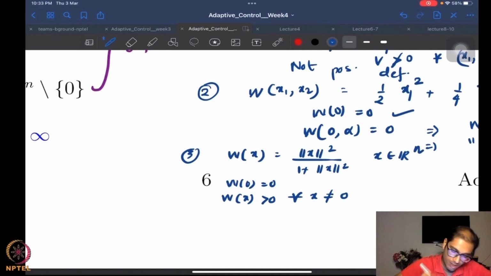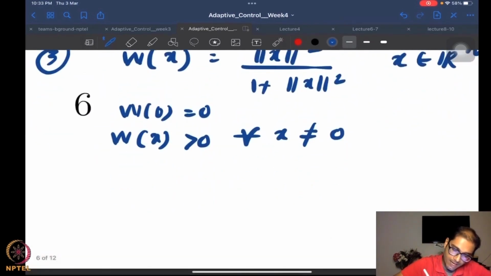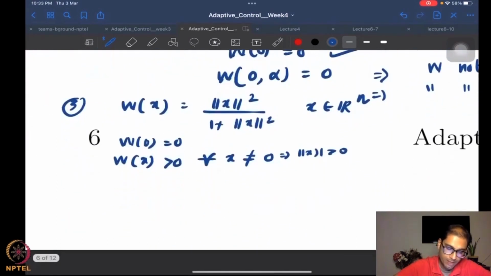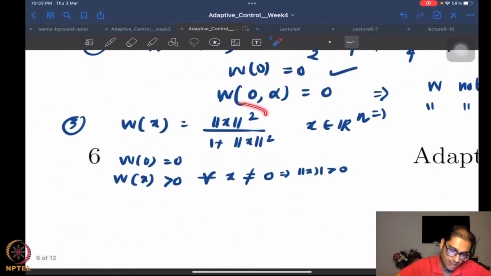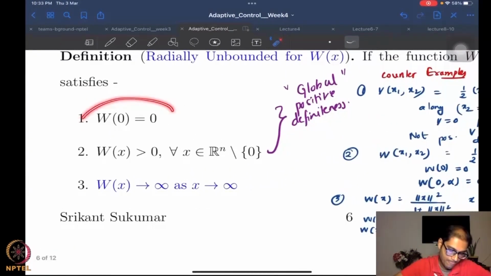So this immediately implies norm x is positive, and I'm done. Right? If norm x is positive, then this is positive. This is again some positive denominator, so it doesn't matter. So w of x is positive. So of course it satisfies the first two conditions. Great. Yeah, excellent. We are happy.